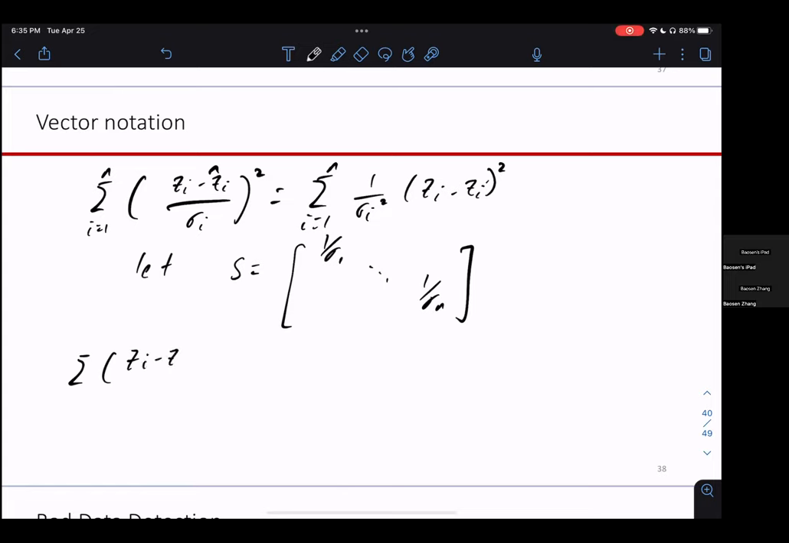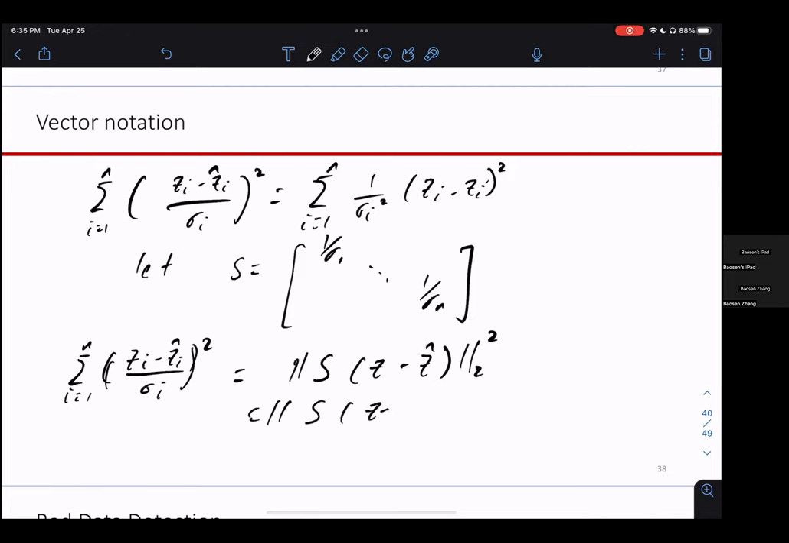The summation of squared terms is exactly S multiplied by the error. You write it this way, you still have your normal error, and you multiply each term by its weight. With this diagonal matrix, the expression is exactly that expression. It comes out by basic matrix algebra.